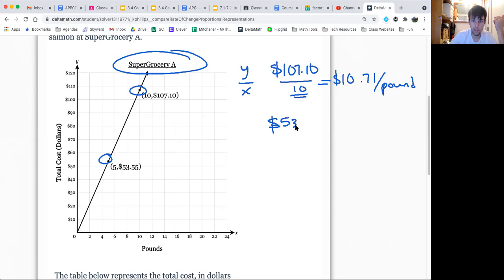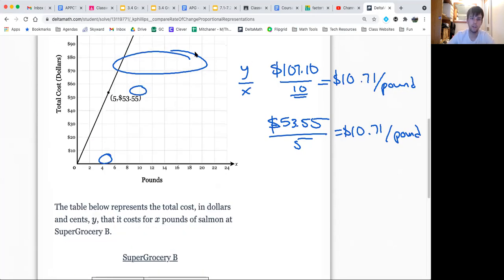It's $53.55 for 5 pounds. Yeah, it's the same rate. That's 10.71. So $10.71 per pound. So that's our rate for the grocery store A, super grocery A.